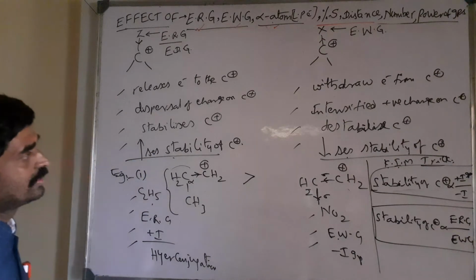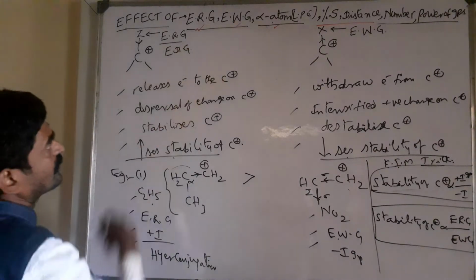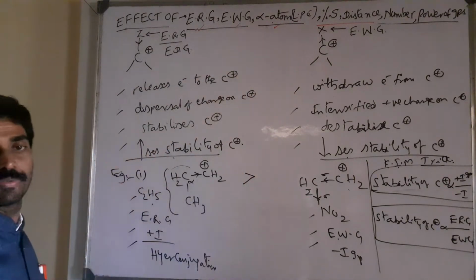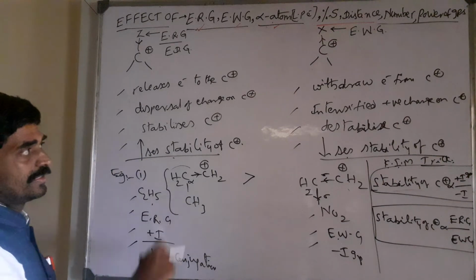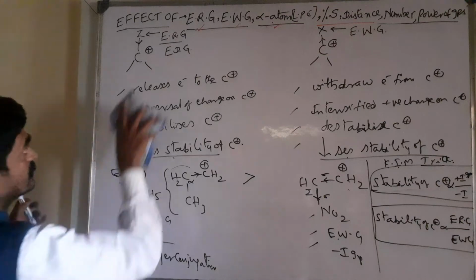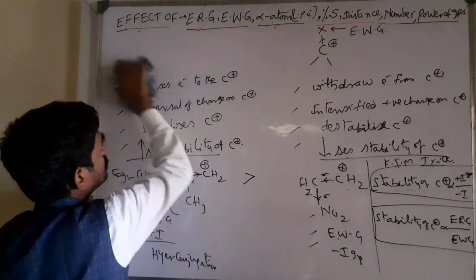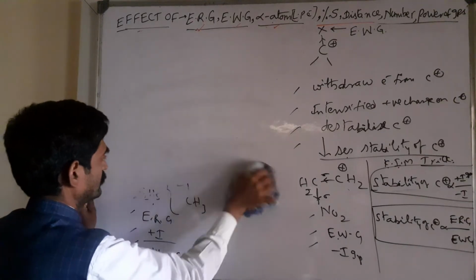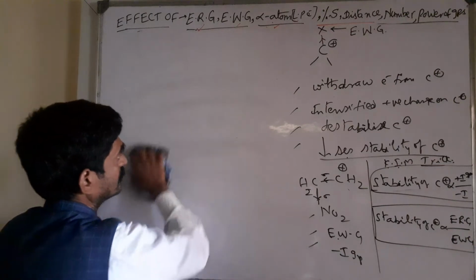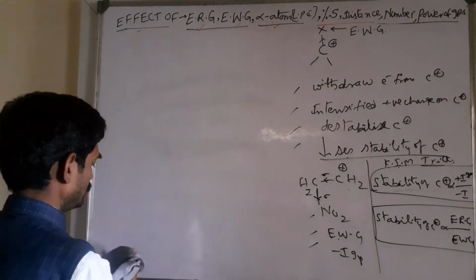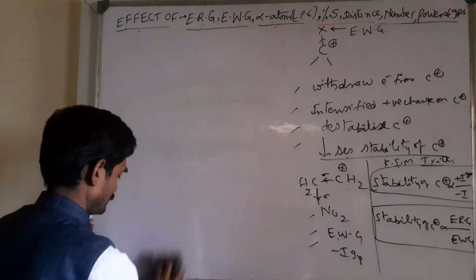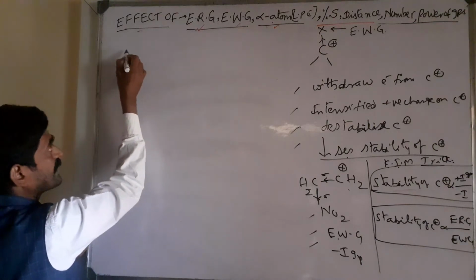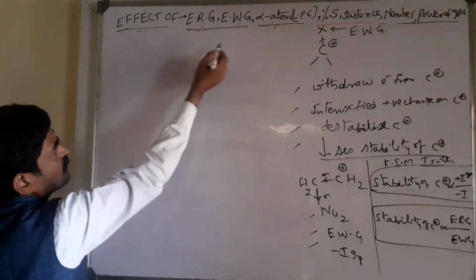Next, we do another concept. We have done electron releasing and withdrawing groups. Next, we will go for the presence of an alpha atom containing a lone pair of electrons with respect to the carbocation. Can I erase it now? Right, next one. Presence of alpha atom: the stability of a carbocation is also influenced by an alpha atom.